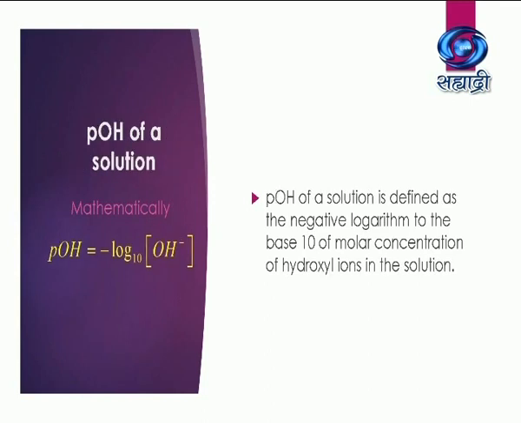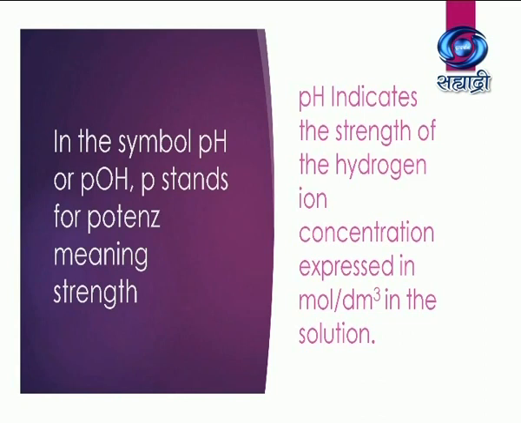Similarly, another term is pOH of a solution. So pOH is minus log to the base 10 molar concentration of OH minus. So it is the negative logarithm to the base 10 of molar concentration of hydroxyl ions in the solution. Now in the symbol pH or pOH, P stands for potens, meaning strength. So pH indicates strength of hydrogen ion concentration expressed in moles per dm cube in the solution.